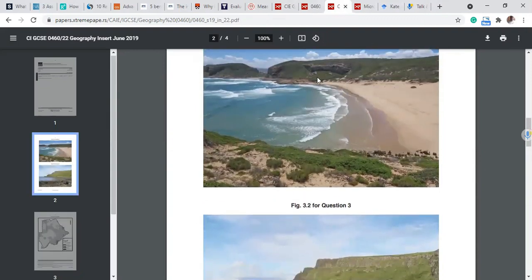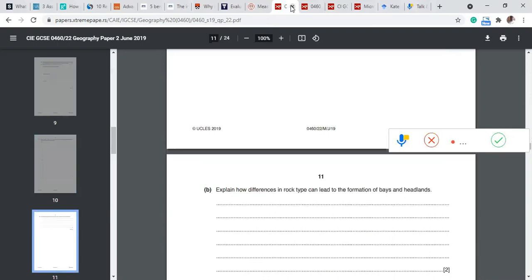So, how does this form? This part is hard. This part is soft. So that's a discordant coast. Hard part, soft part. So the water wears away the soft part, while the hard part is worn away more slowly than the soft part. So eventually the soft part goes in, forming a bay, while the hard part is left standing, and that remains the headland.